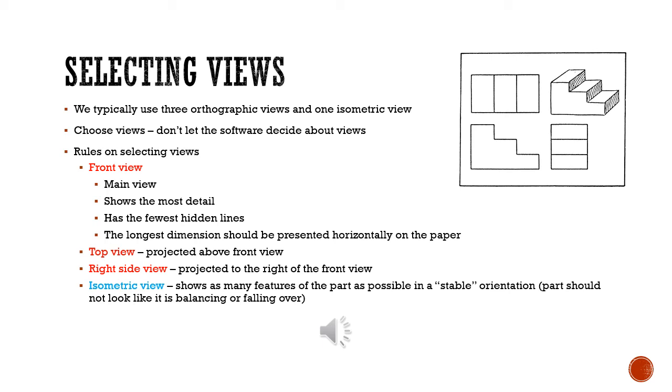Then your top view, which will be projected above the front view, and the right side view, which is projected to the right. So typically we do a front, top, right side view. We'll also be adding an isometric view since we have a 3D model, and that would be in the upper right-hand corner. And again, choose a view. Don't let the software decide. Choose a view that shows the most information about the part and also in a stable orientation. So don't make the part look like it's out of balance or falling over or it's trying to balance on the tip of something.